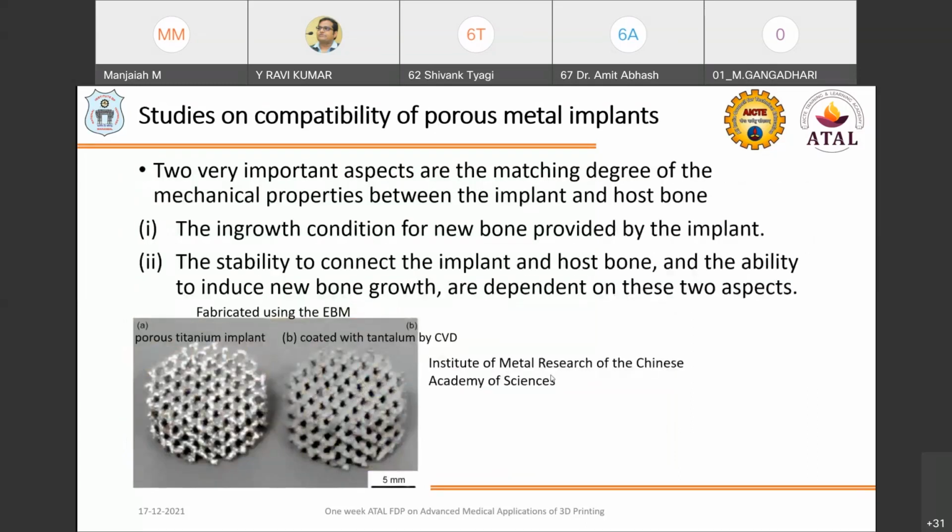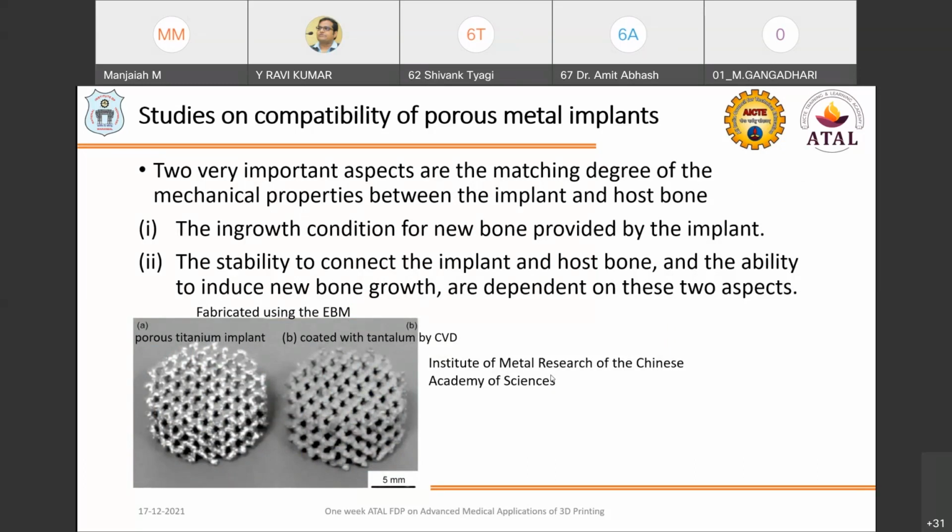And also they have studied different aspects of the porous titanium implants, as well as the same kind of implant coated with tantalum materials by the CVD process. These two very important aspects are matching the degree of mechanical properties between the implant and the host bone. That is where we need to address the ingrowth conditions of the new bone as well as the stability connecting the implant and the host bone.